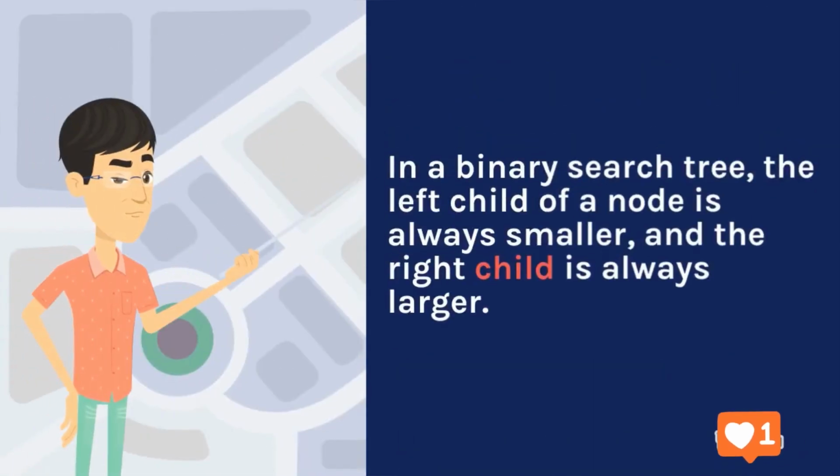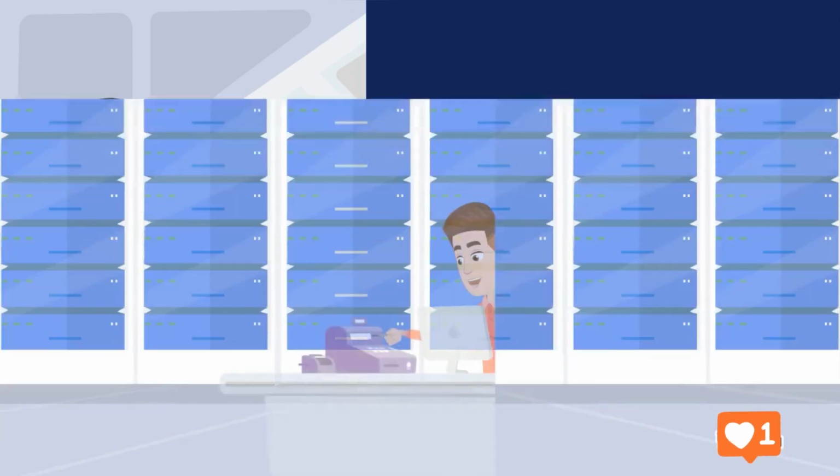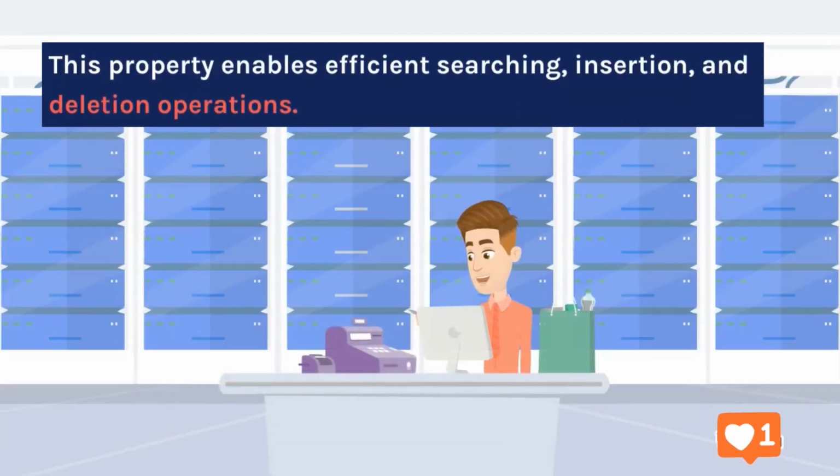In a binary search tree, the left child of a node is always smaller, and the right child is always larger. This property enables efficient searching, insertion, and deletion operations.